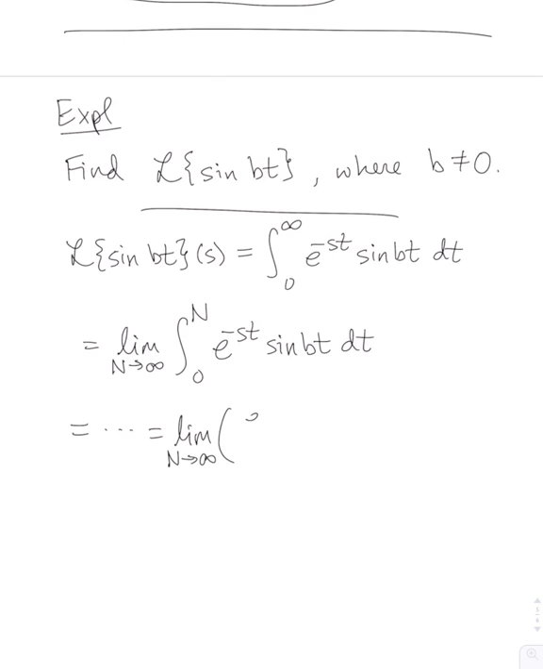We would get e to the negative st over s squared plus b squared times negative s sine of bt minus b cosine of bt, evaluated from t equals 0 to t equals n.